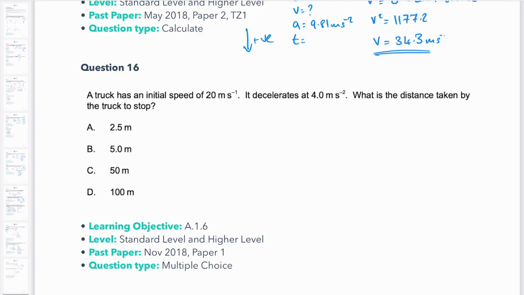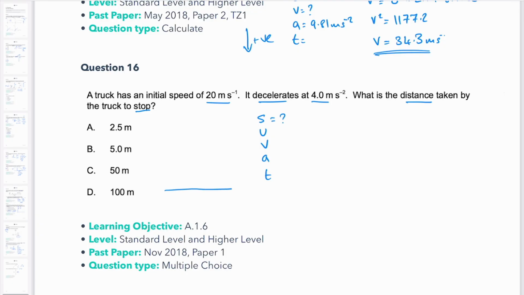Question 16. A truck has an initial speed of 20 meters per second. It decelerates at 4 meters per second squared. What is the distance taken by the truck to stop? We can see that this truck has a constant deceleration in a straight line. That means we can use the equations of motion. So we write down all our quantities in SUVAT. We want to find out what the distance taken to stop is.